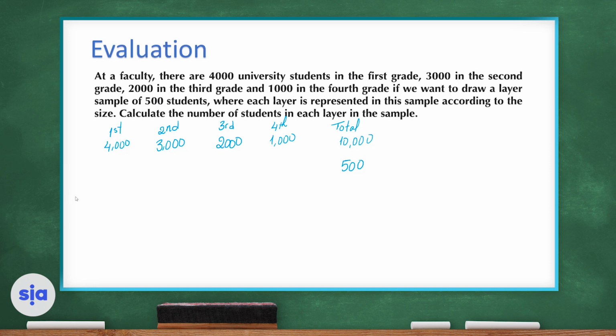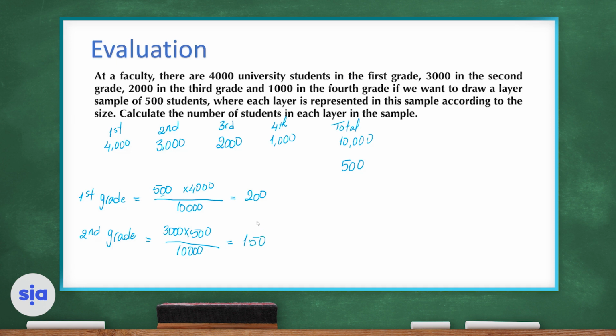So to know the number of students in the first grade, we're going to cross multiply 500 times 4,000 over 10,000. And the result will be 200 students. For the second grade, we're going to cross multiply 3,000 times 500 over 10,000. The result will be 150 students.